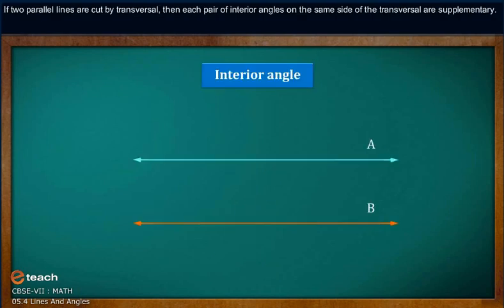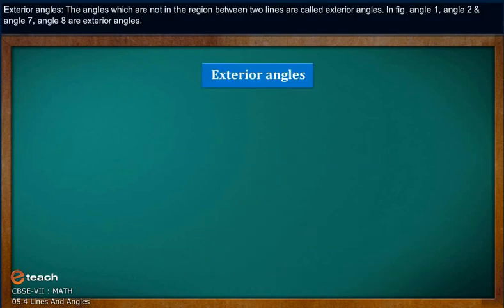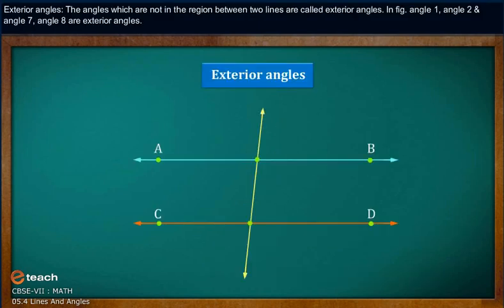If two parallel lines are cut by transversal, then each pair of interior angles on the same side of the transversal are supplementary. Exterior angles. The angles which are not in the region between two lines are called exterior angles. In figure, angle 1, angle 2 and angle 7 and angle 8 are exterior angles.